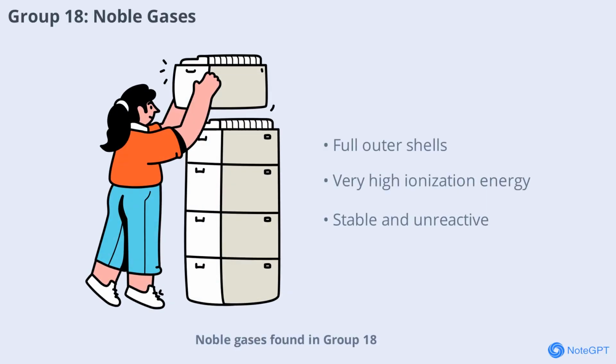Noble gases, found in Group 18, are unique because they have full outer electron shells. This gives them very high ionization energies and makes them almost completely unreactive. Their stability is a perfect example of how electron configuration shapes periodic trends.